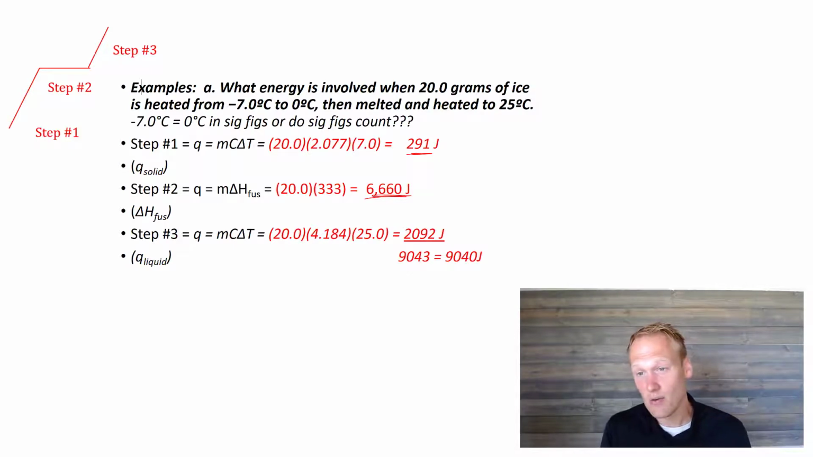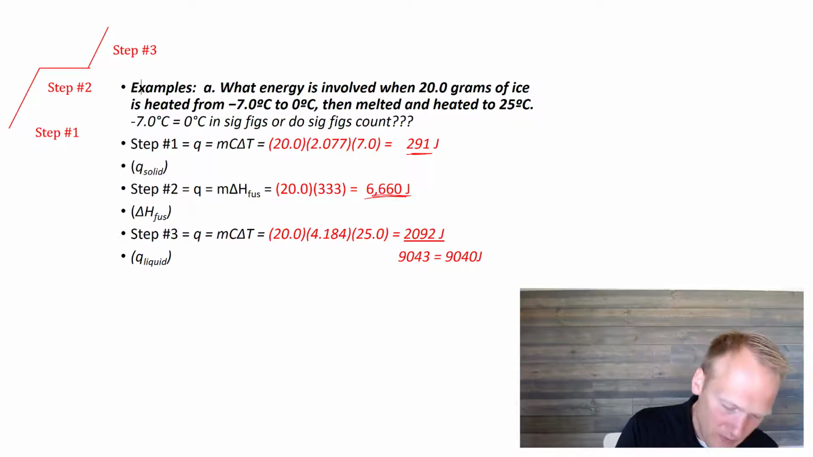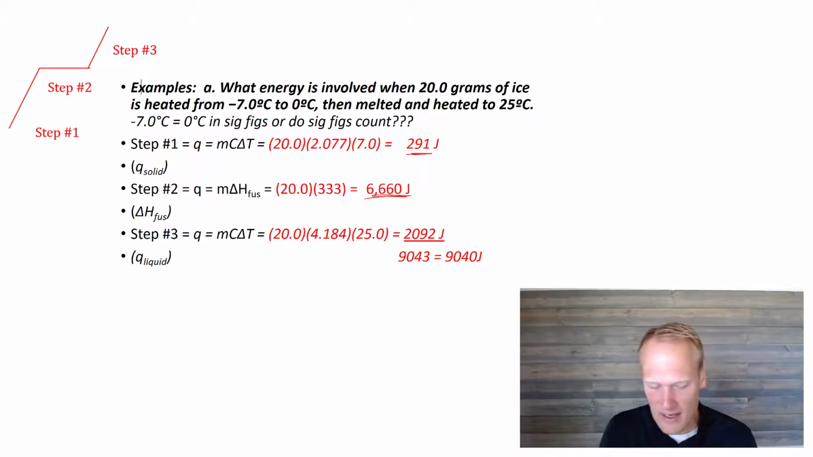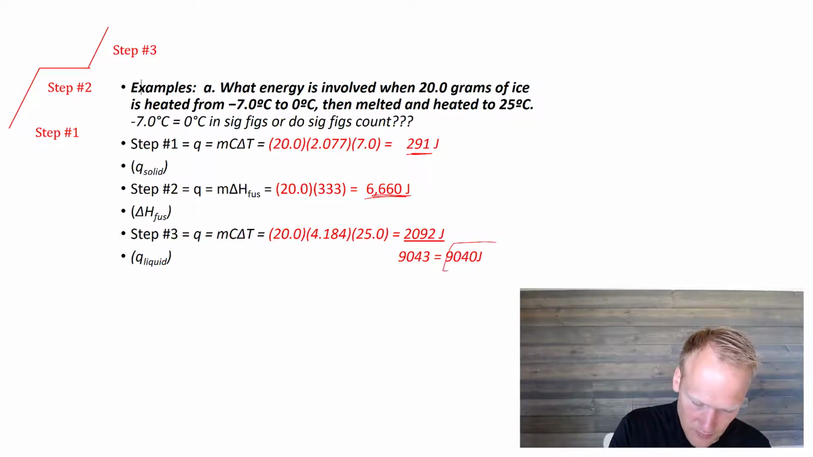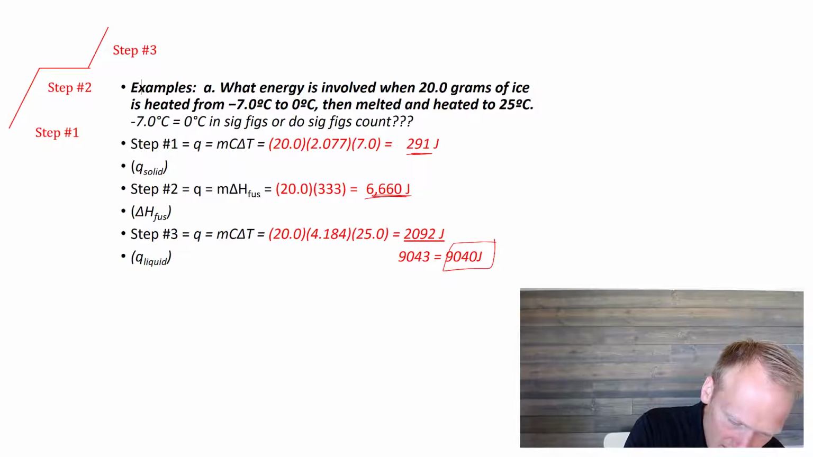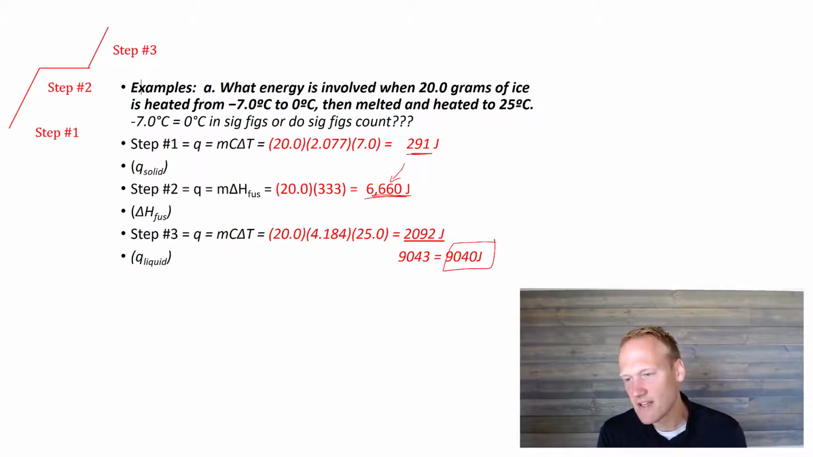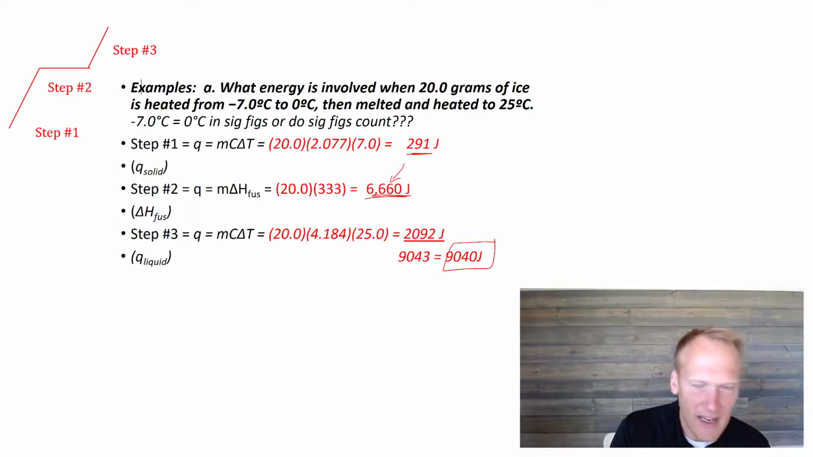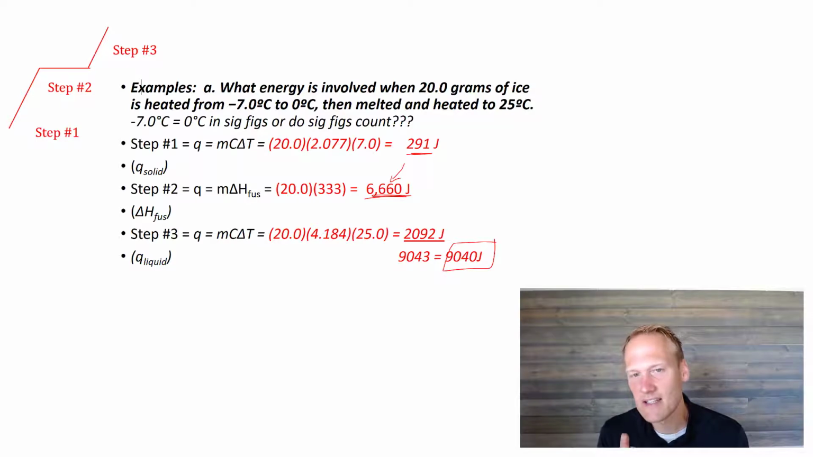So what do we do when we want to know the total energy? You're going to add all those 3 steps together. You'd get 9,043, and then we would round to 9,040 joules. Why? This is an addition problem, and this number here has the least number of significance to the right, which is in the tens position, which means our answer needs numbers in the tens position. And that's how you do a 3-step phase change enthalpy problem. Let's take a look at another one.